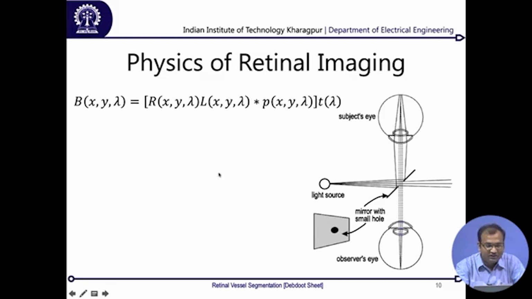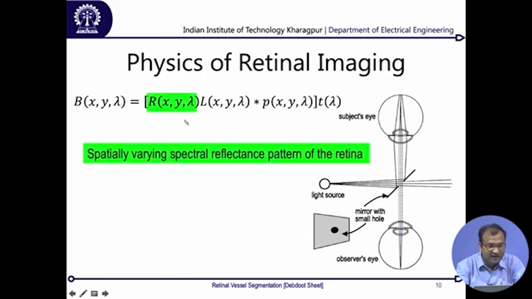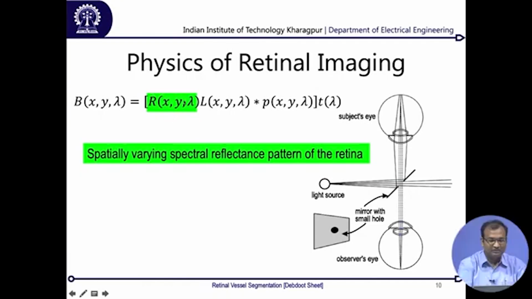Now, looking from that perspective, what would come down is this sort of an equation, and let us look into what the different aspects of this one would be. This R is a contribution which is called the spatially varying reflectance pattern of the retina. Given I have a light of wavelength lambda, spread in a location x comma y, there can be inhomogeneity in the incident light or the reflection pattern, and it is going to have a response created by this.